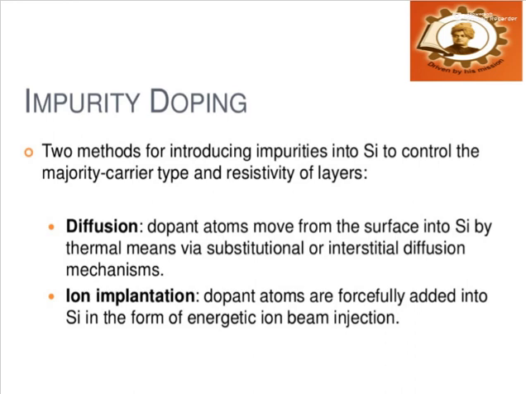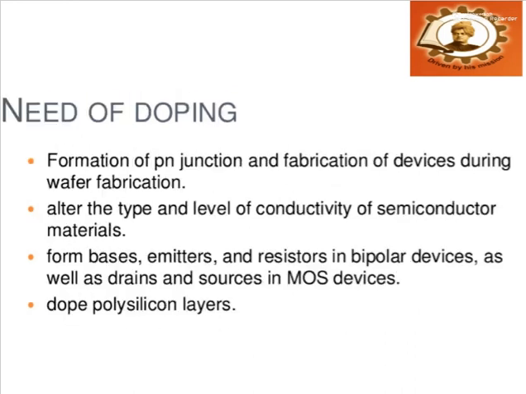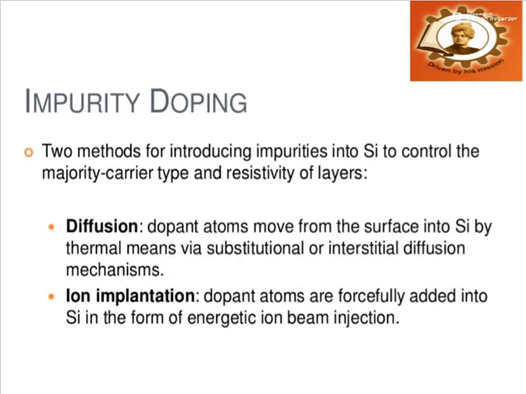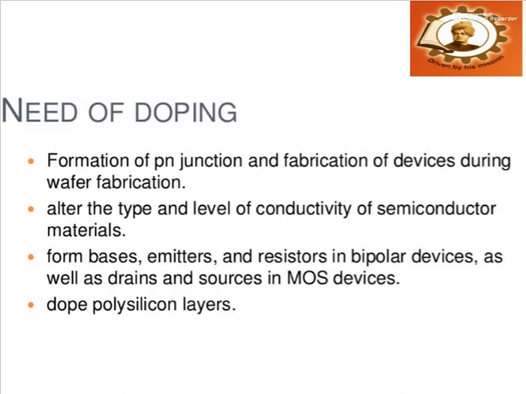We define diffusion as the movement of dopant atoms from the surface into the Si wafer by thermal agitation or some substitutional diffusion mechanism. On the other hand, in ion implantation, dopants are forcefully added into the silicon by some ion bombardment process or ion beam injection process. So that's why it's called an ion implantation process.